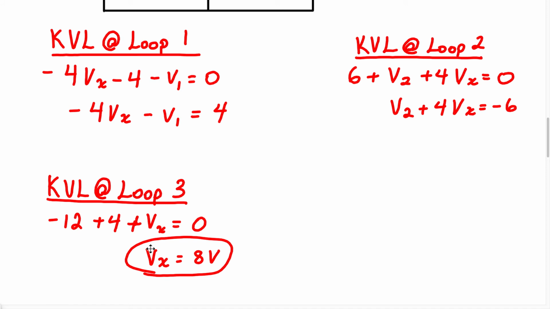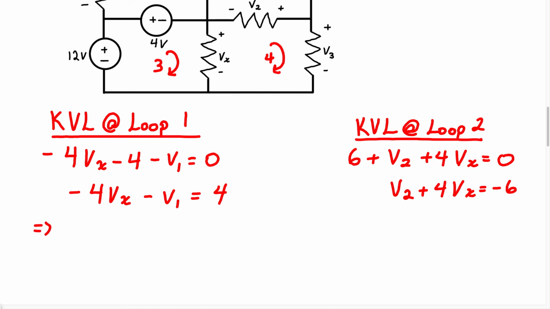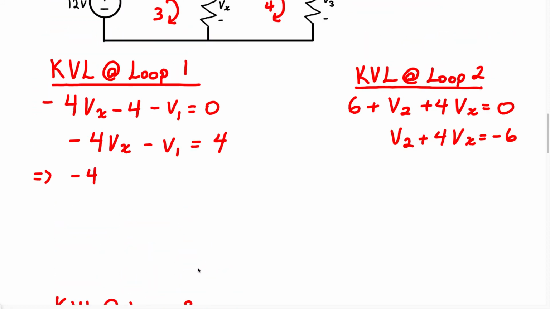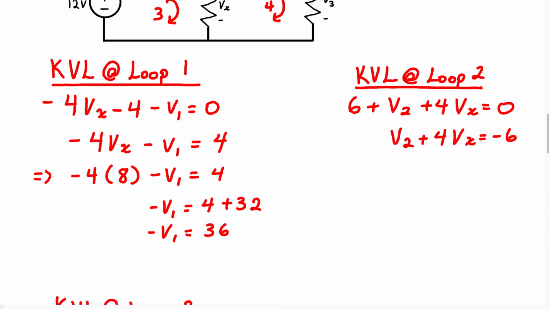So let's do that. Before I do that, I'm just going to pull this working down some. So I'm going to have negative 4. I know Vx is going to equal 8 volts, so we're going to have 8 minus V1 equals 4. Therefore, we can say minus V1 equals 4 plus 32, minus V1 equals 36. Therefore, V1 equals negative 36 volts. And this is one of the voltages they want us to find. So this right here is going to be one of our answers.